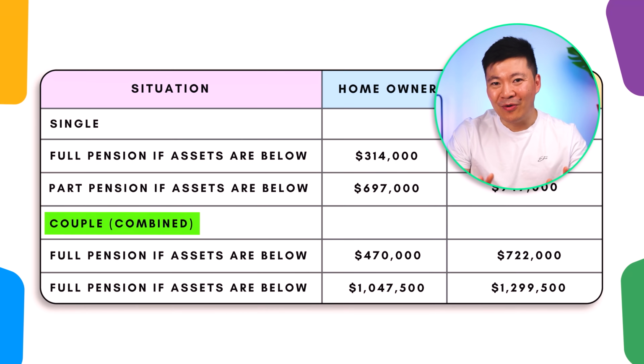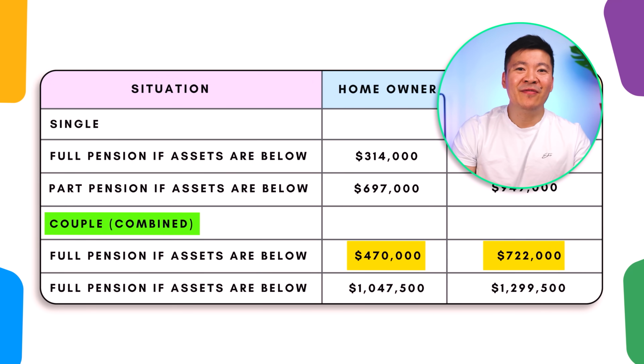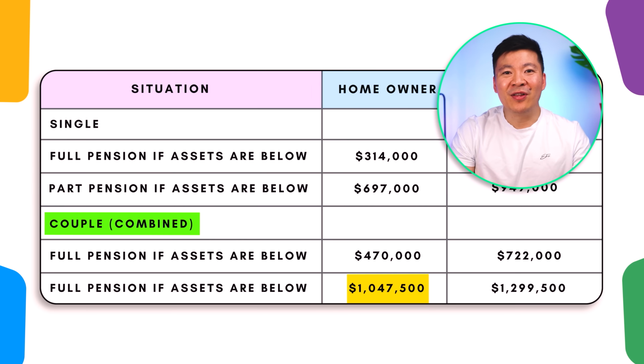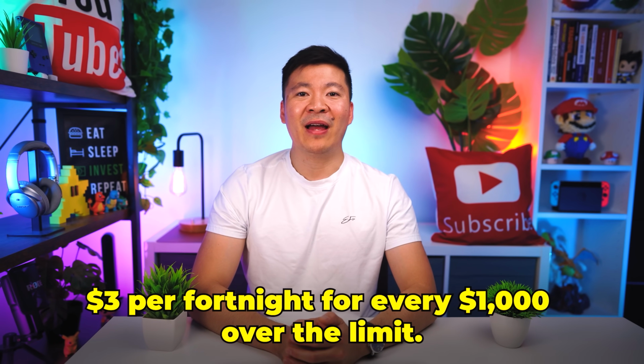Now let's say you're a couple. If you're a homeowner, the threshold is $470,000 for full pension. If you're not a homeowner, then it's $722,000 for full pension. For part pension, it's $1,047,500 for homeowners and $1,299,500 for non-homeowners. Assets exceeding these thresholds will reduce the pension amount by $3 per fortnight for every $1,000 over the limit.